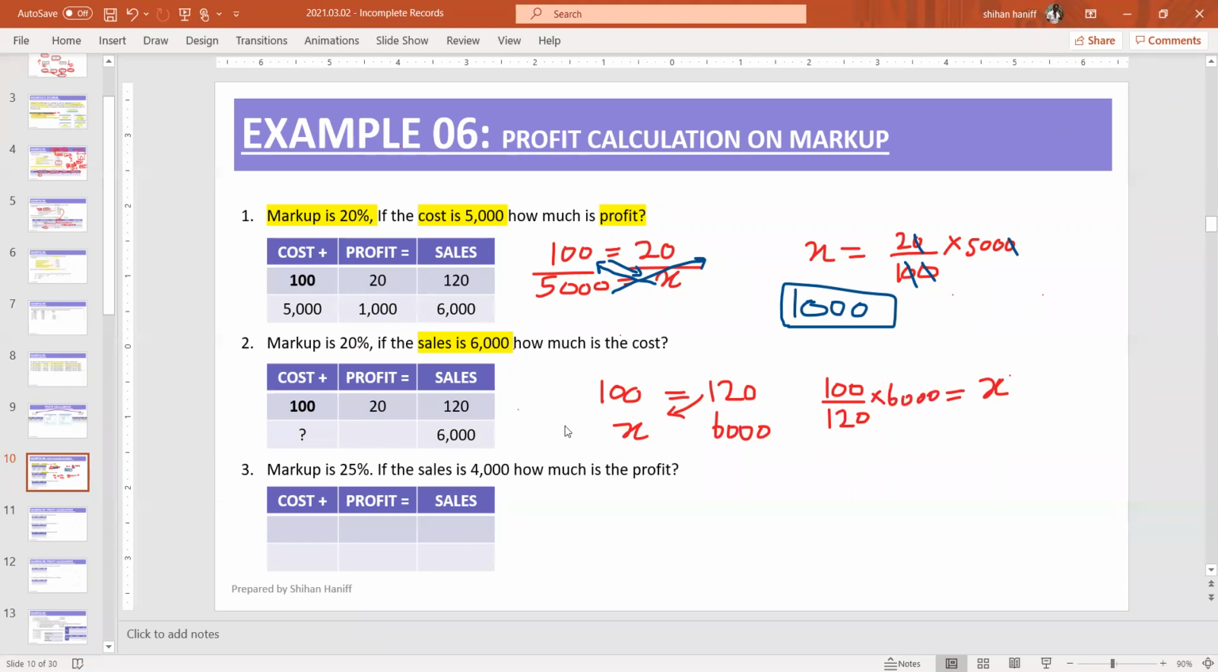Right? So if the cost is given, you multiply by 20 over 100. If the selling price is given, you divide by 120, multiply by 100 to find out the cost. If you want to find out the profit, you multiply by 20.